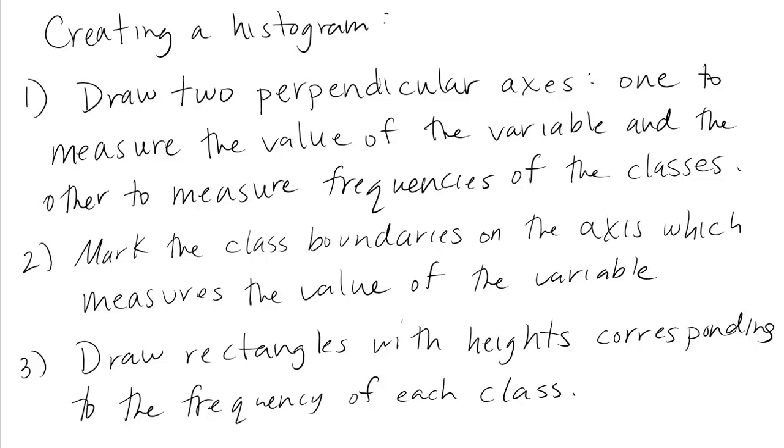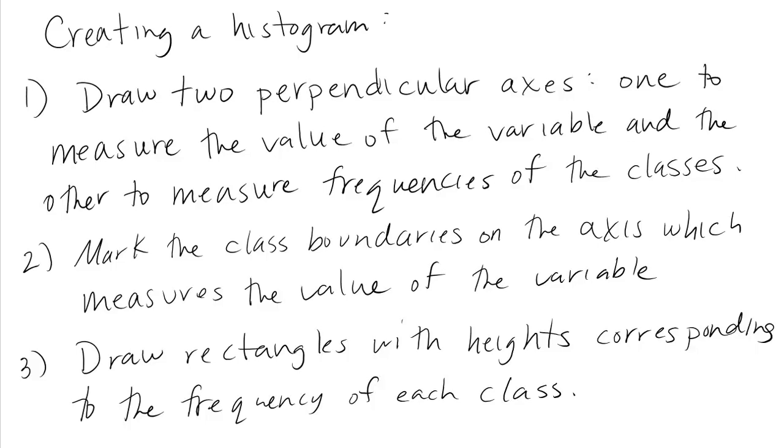Secondly, we're going to mark the class boundaries on the axis which measures the value of the variable. A class boundary is a technical word here. In our class, we're going to use the low end of each class as our class boundary, and then add one more class boundary on the right side of the graph. But you can do class boundaries using midpoints and all this other technical stuff. I'm not going to test you on any of that, so I'm not going to go into detail here.